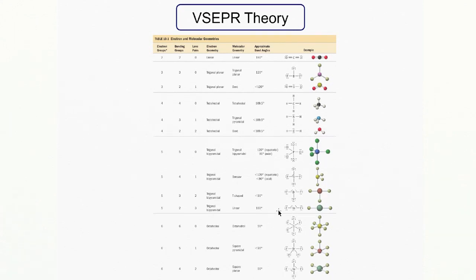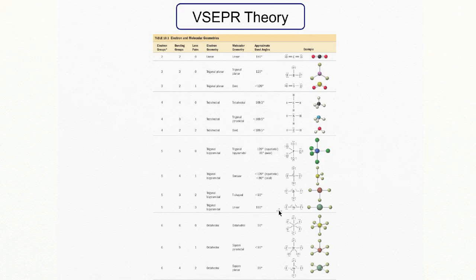This is a table from your textbook. Let's use the examples to demonstrate how we use this table. First example is the BF3. Like we discussed in previous slides, you need to draw the Lewis structure of this molecule first. So here is the Lewis structure of this molecule.